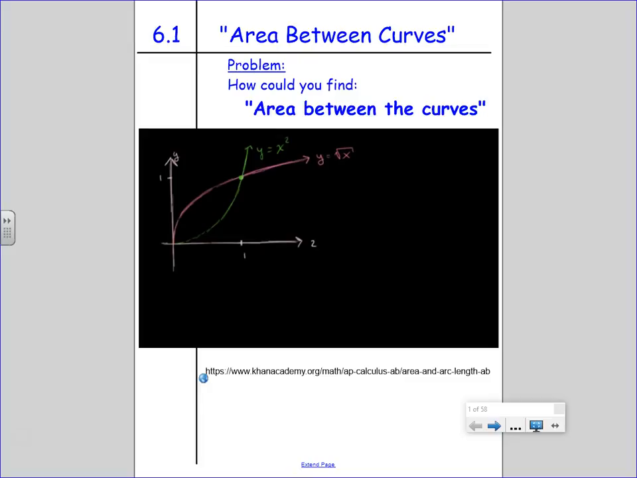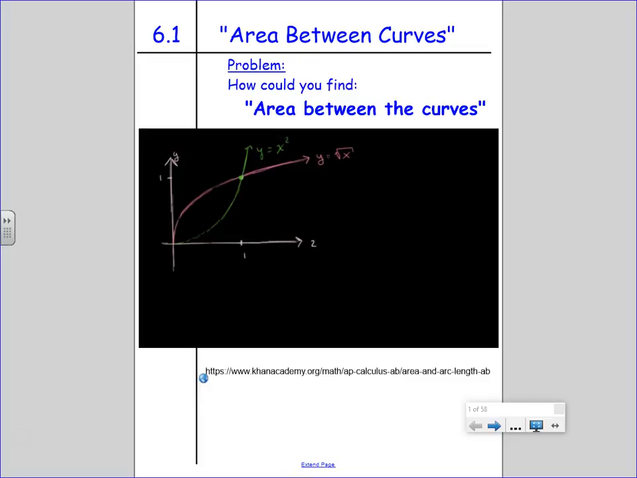First of all, whenever we're thinking about area, kiddos, what do we need to think about? Integral, true? And what are the two curves? What are the two functions that we're dealing with? x squared and the square root of x, right?